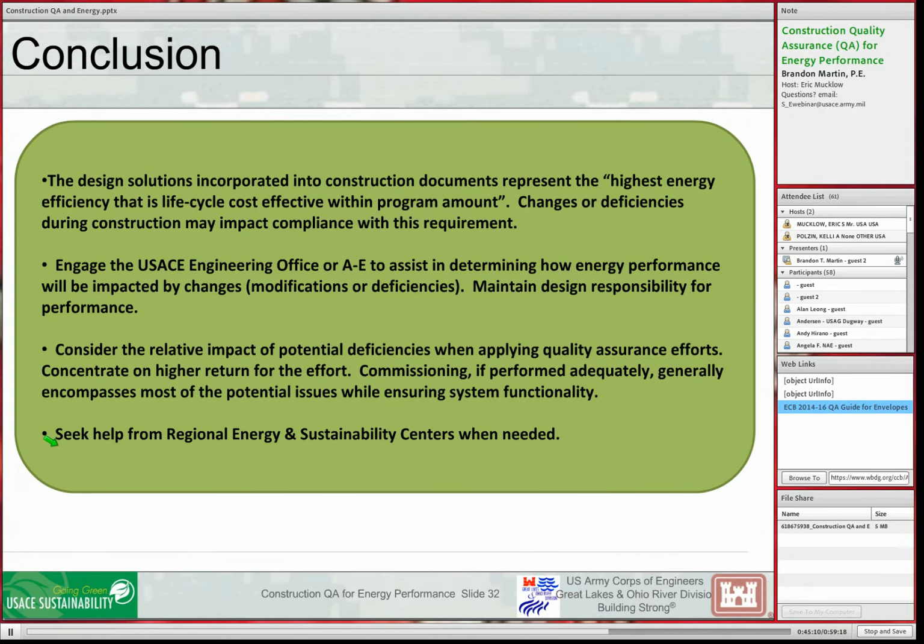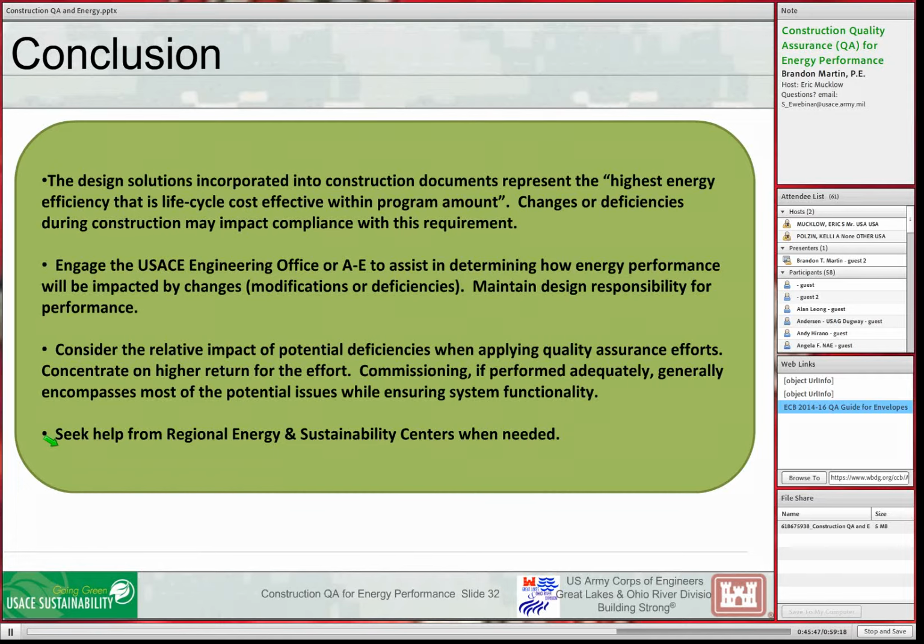And if we change anything during construction, it may actually impact compliance with that requirement. It may cost our stakeholders some money in operating funds, or it could, not only from the energy side, but it could increase maintenance. Those are things we need to consider when there's been a deviation or deficiency, or if there's a customer change. In determining whether those are acceptable or not, or whether we have to do further analysis, we need to engage either the engineering office or your quality management office or the AE to determine how big an impact is this going to have.